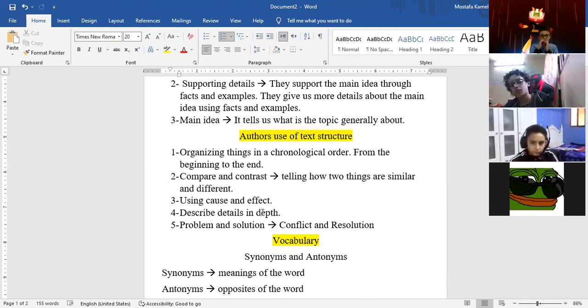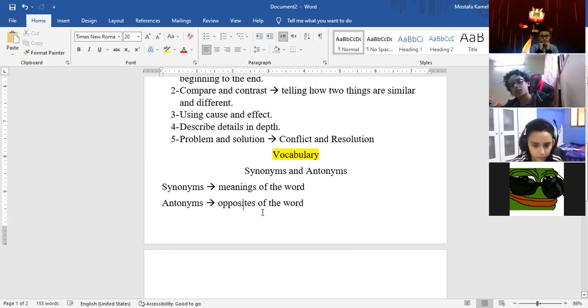For example, if he's describing matter in science, he will describe the states of matter, the particles of matter and how they are arranged. Those are very deep details. And we studied the vocabulary, which are the synonyms and the antonyms. The synonyms are the meanings of a word and the antonyms are the opposites of a word.